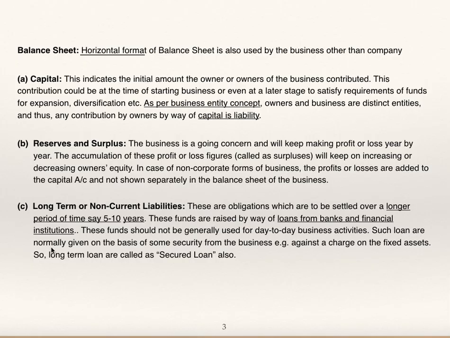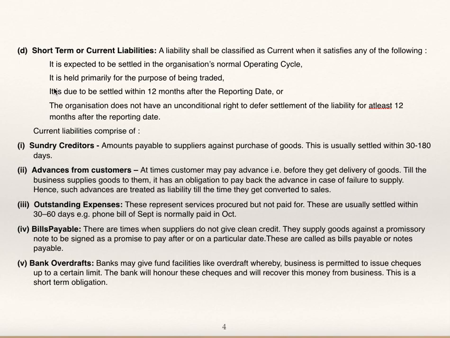Such loans are normally given on the basis of some security from the business, for example, against a charge on fixed assets. So long-term loans are called as secured loans also. Banks and financial institutions sanction loans to the businessman on the basis of some security, and that is the reason why they are also known as secured loans.